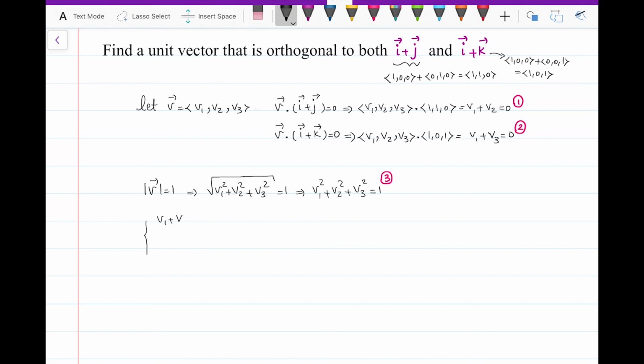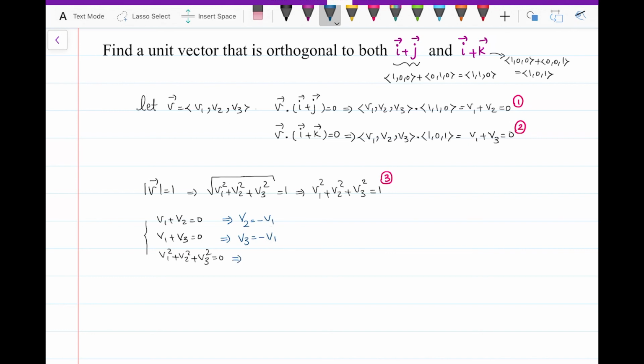Okay, so v1 plus v2 equals to 0. v1 plus v3 equals to 0, and v1 squared plus v2 squared plus v3 squared is equal to 1. Okay, look at this one. I need to solve this to find v1, v2, and v3, right? So v2 is negative v1. For the second equation, I get v3 equals to negative v1. And now I have all my variables in terms of v1.